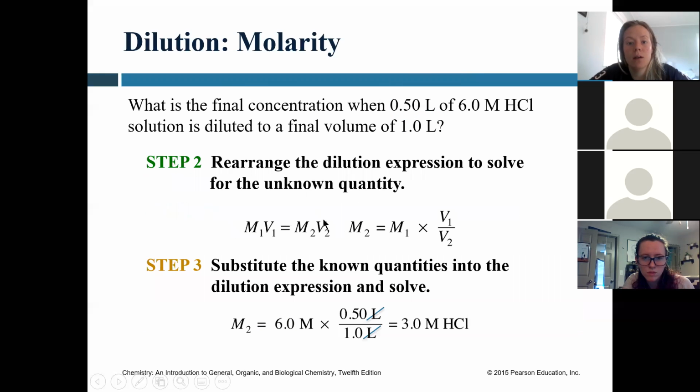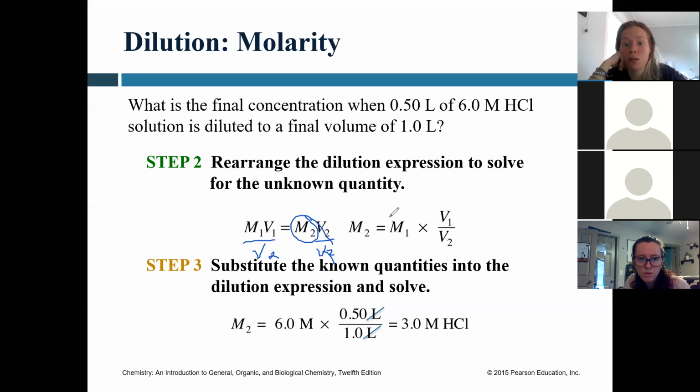So looking here, we've got our equation, M1V1 equals M2V2. We want to solve for M2. We're trying to find the final concentration. So if I solve for M2, I need to get it by itself. So I'm going to divide by V2 and divide by V2, right? The V2s will cancel. And we come up with this equation here that M2 equals M1 times V1 over V2. And it's just as simple as plugging it into the equation.